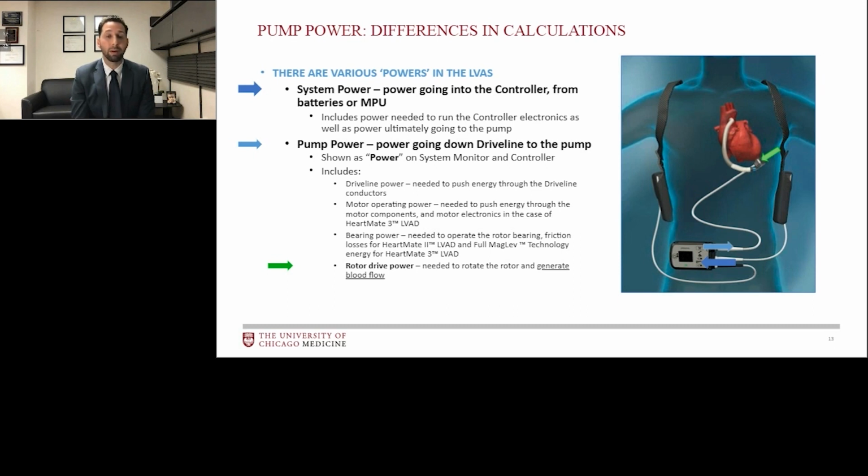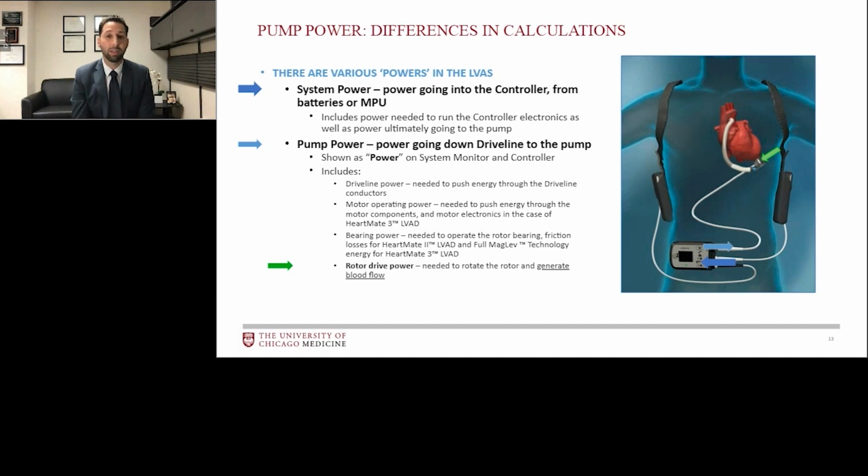Another component is something called the bearing power, and this is the power that's needed to overcome the friction or heat losses of the bearings in the HeartMate 2 or to operate the maglev technology in the HeartMate 3. And then finally, all the way at the end in green here is the rotor drive power. And this is the actual power that is used to rotate the rotor and directly attributable to LVAD flow.